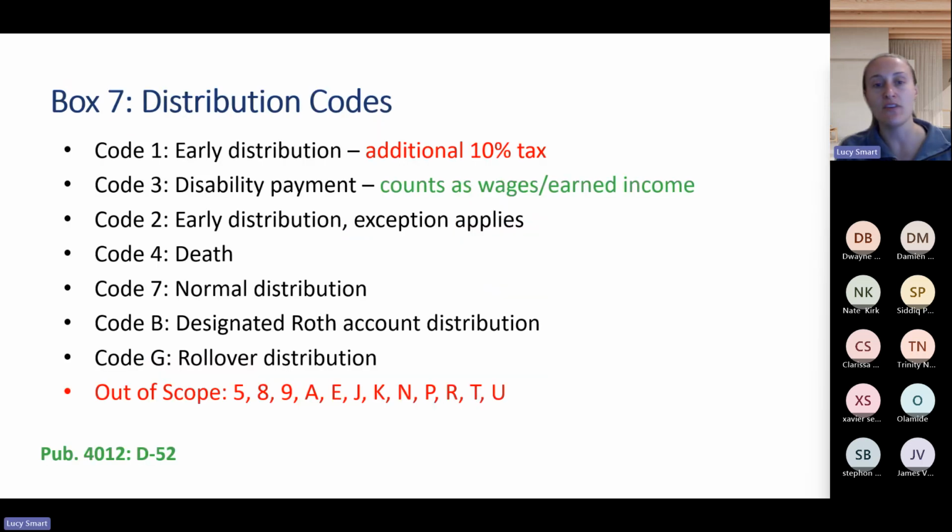Okay, so box 7 is for distribution codes. Only certain distribution codes are in scope for VITA, and the distribution code can affect if the return is in scope for a basic volunteer.